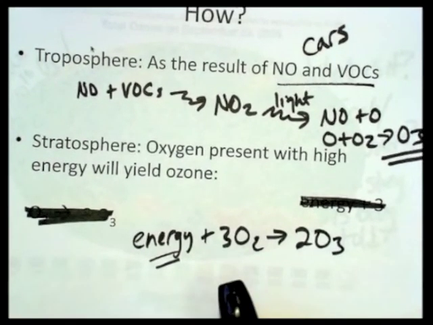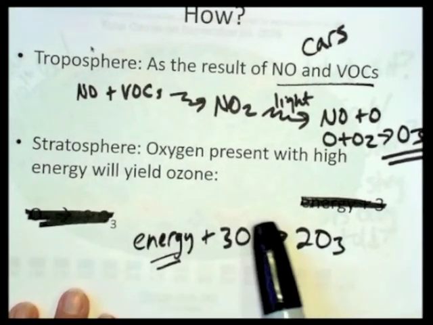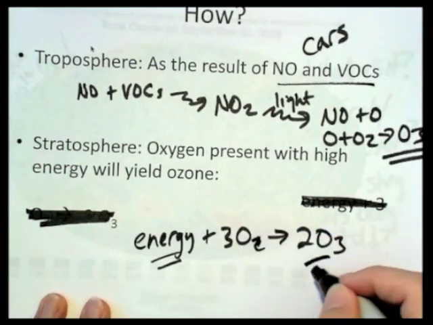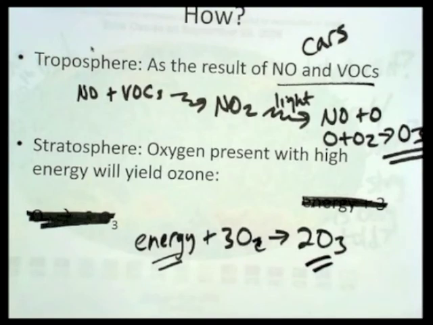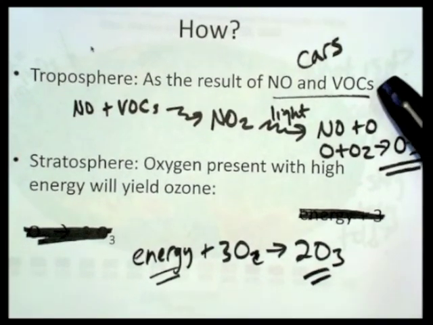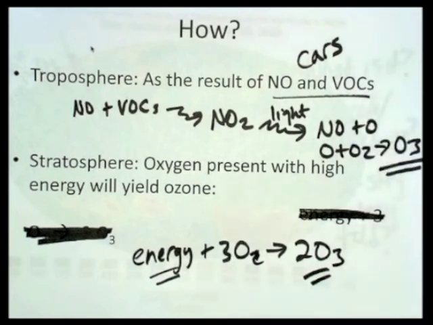There are some more complicated reactions; this is sort of the net. There are some complicated reactions to get to this, and we'll talk more about those later. But I just wanted you to know where it comes from on the ground level, or how it gets here from the ground level versus the stratosphere.